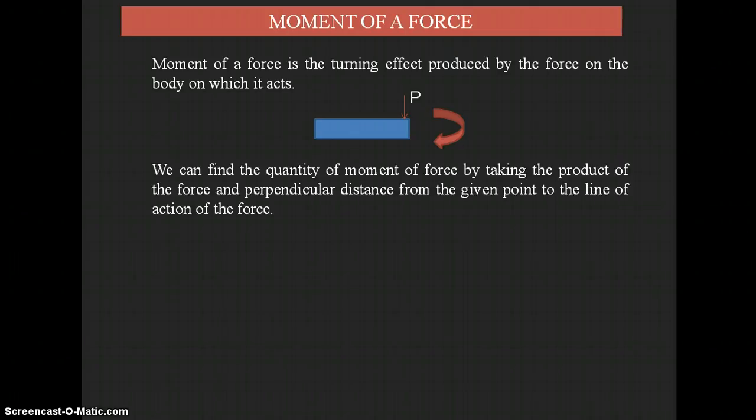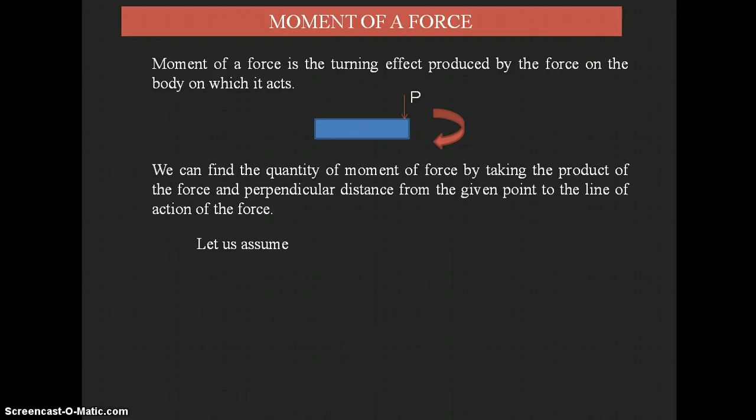We can find the quantity of the moment of force by taking the product of the force and the perpendicular distance from the given point to the line of action of the force. It means that the magnitude of the moment of a force, which causes a turning of the body, can be determined by the product of the force and the distance from a point, perpendicular to the line of action of the force. That means moment of force is equal to force P into the perpendicular distance from the point to the line of action of the force.